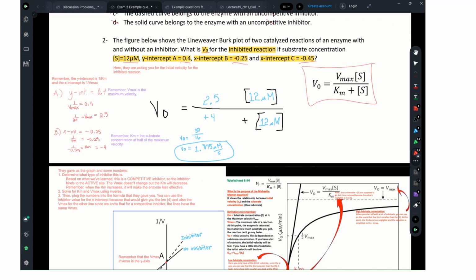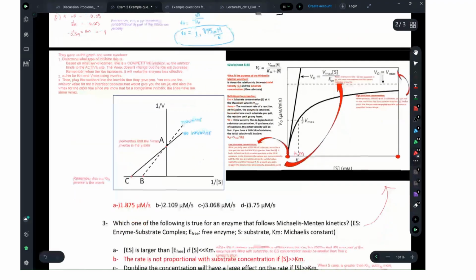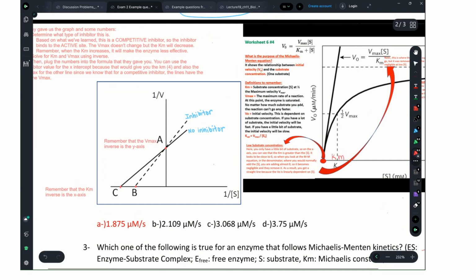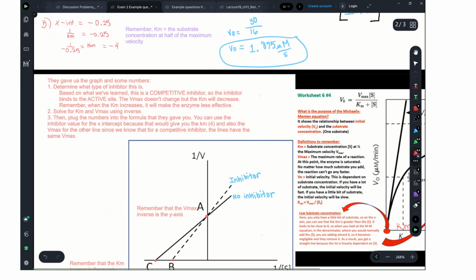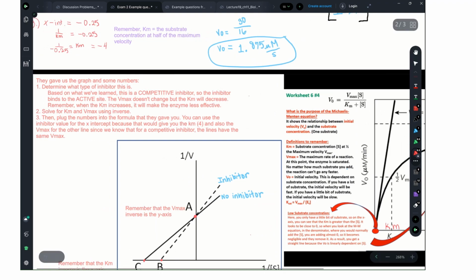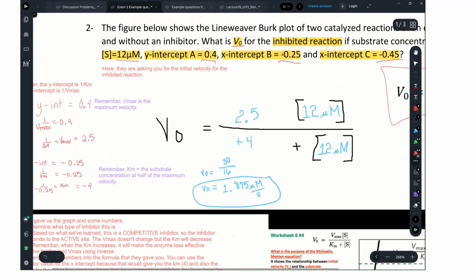So down here is the graph that they're talking about. Remember, whatever crosses at the y-intercept right here, that's the Vmax. And whatever crosses at the x-axis is the Km, or actually the inverse of both of those, because this is a Lineweaver-Burk plot.